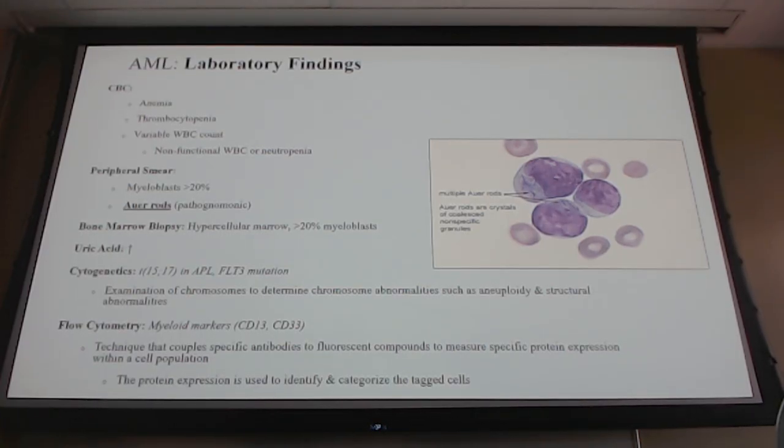The bone marrow biopsy: hypercellular marrow, greater than 20%, right? Uric acid is increased because what? So increased turnover, those RBCs are being destroyed, right? So you're going to have increased that. Cytogenetics and flow cytometry, right? They're adjuncts for this diagnosis. I'm not going to ask you about these mutations for this test purposes. But if you go on an oncology rotation, you may see these exams.